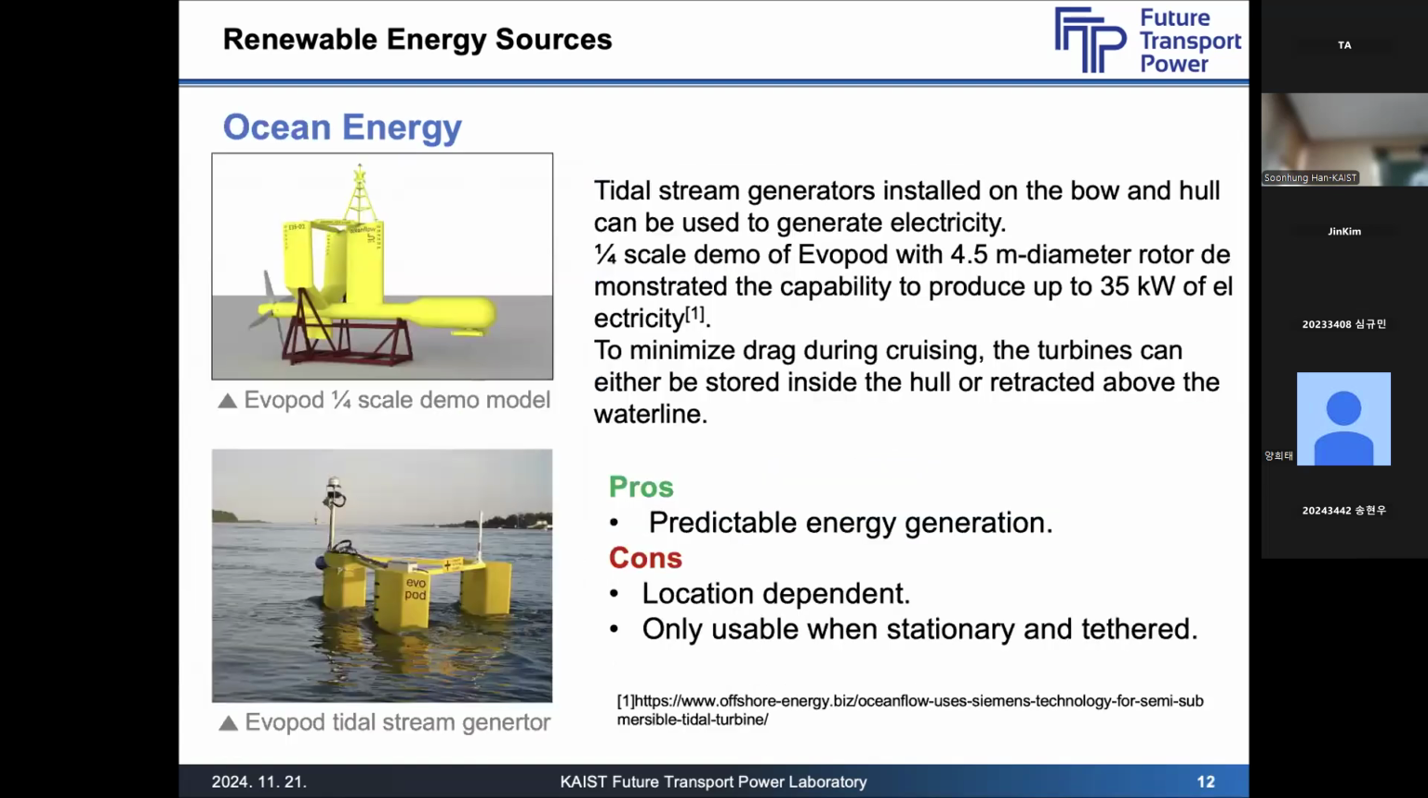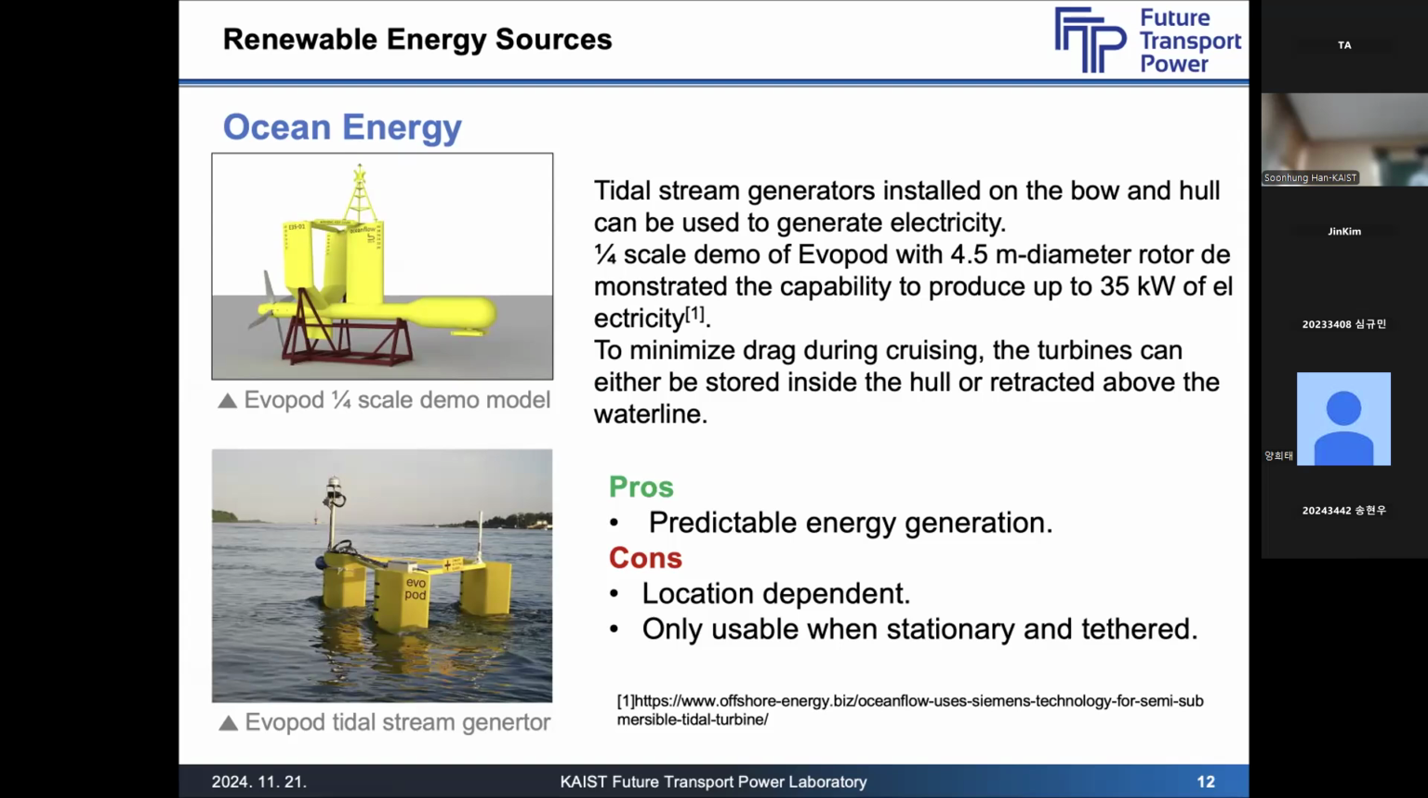The final one is ocean energy. A tidal stream generator installed in the bow and hull can be used to generate electricity. We'll do one scale demo of EvoPod, which is the yellow thing right here. The 4.5 meter diameter rotor has demonstrated the capability of producing up to 35 kilowatts of electricity. And to minimize drag during cruising, the turbines can either be stowed inside the hull or retracted above the waterline.